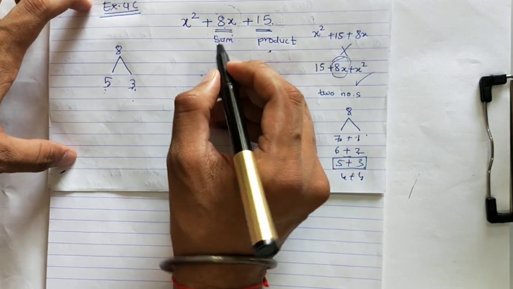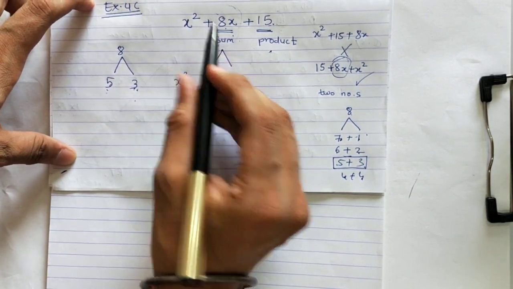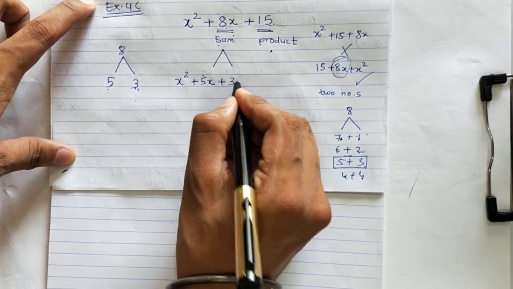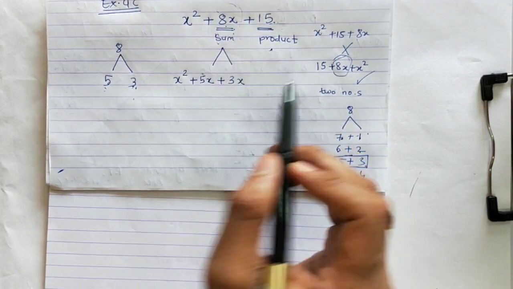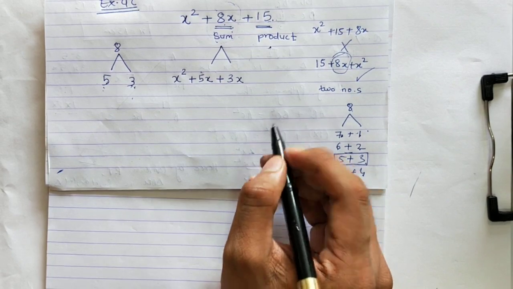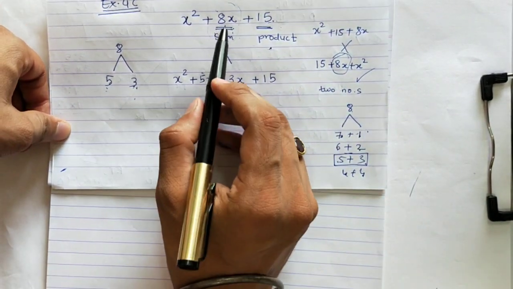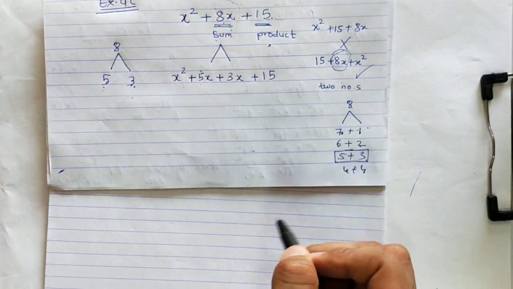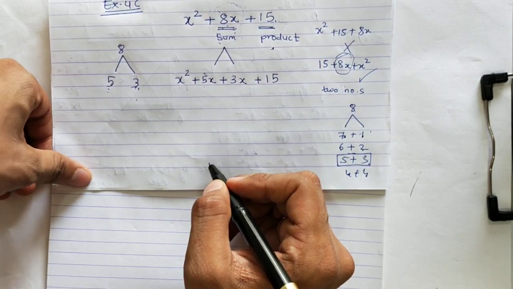So how to split? See, I will write this 8x as 5x plus 3x. 5x plus 3x is 8x. I am not changing the question. I am just writing it in a different way. Plus 15. Only this will change. This 8x will be written as 5x plus 3x. Now what is the use of it? Why did we do it? So that we can take common and factorize it.